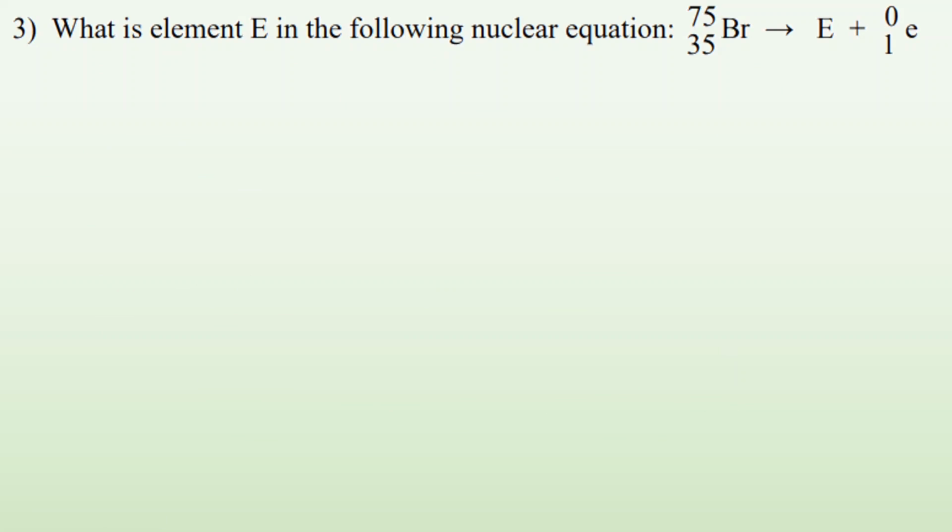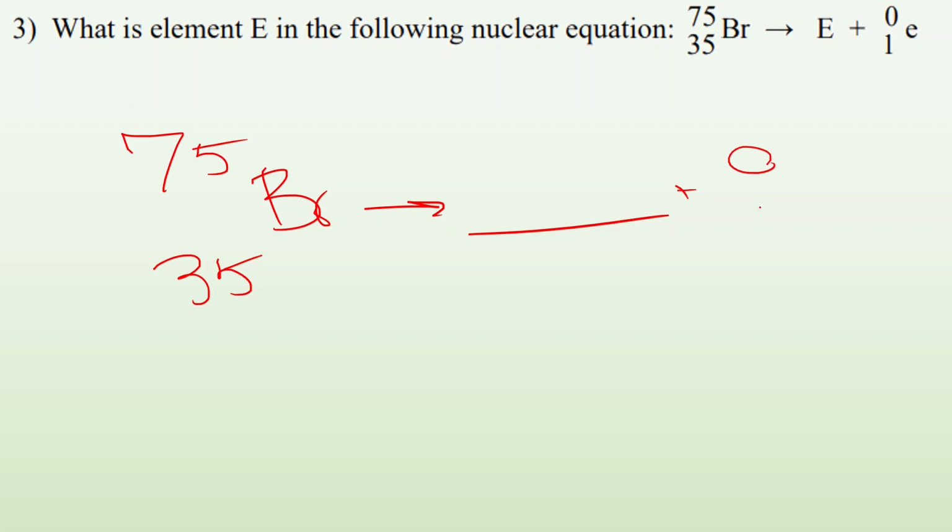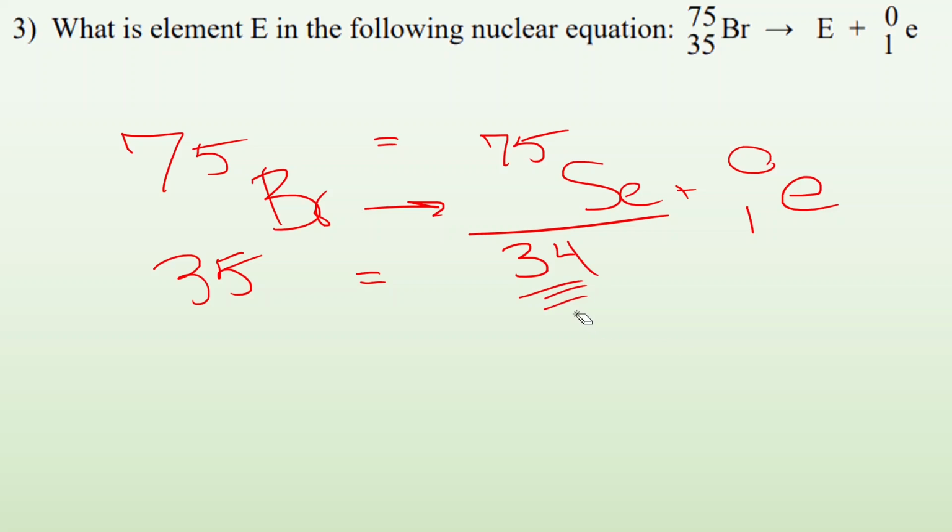Number 3, what is element E in the following nuclear equation? So again, you have to balance the masses and balance the charges. So I got bromine, then an arrow, some missing element, and a positron, right? It's got a +1 charge, a mass of 0. So let's see, the charges, 35 has to equal some number and 1, so my missing charge has to be 34. The mass, 75 has to equal some number and 0, so the mass is going to be 75. So what is that? Se. You look up what element has that atomic number of 34, and there you go.